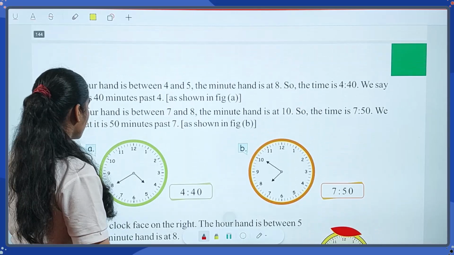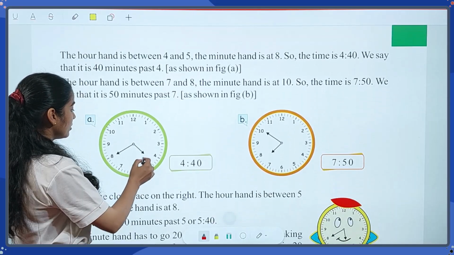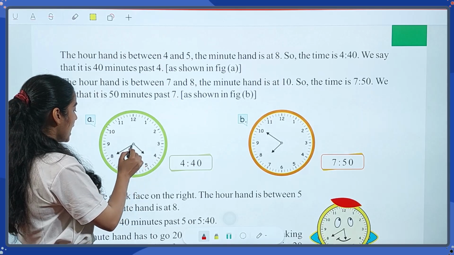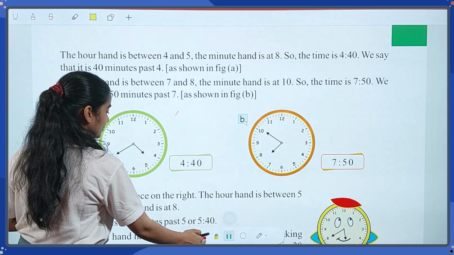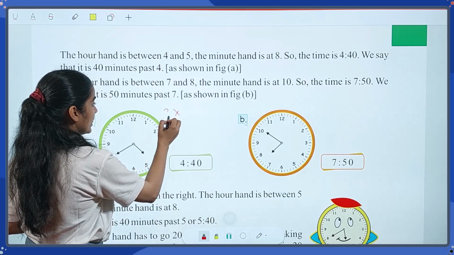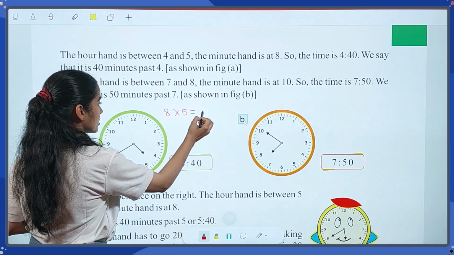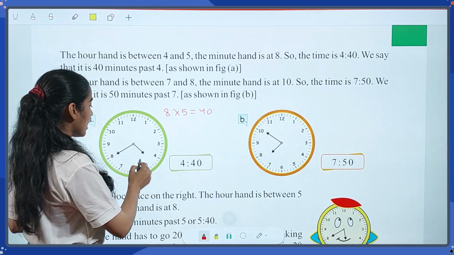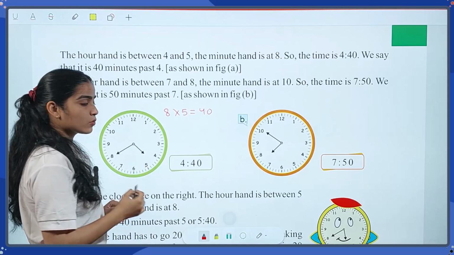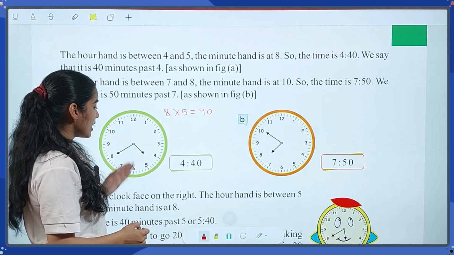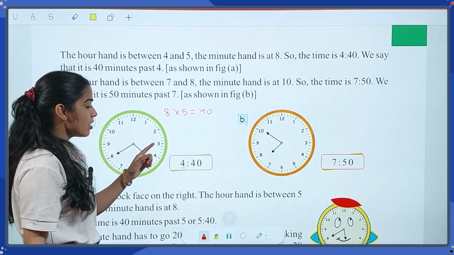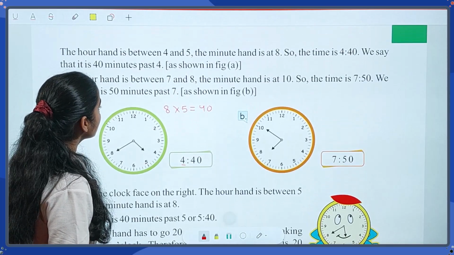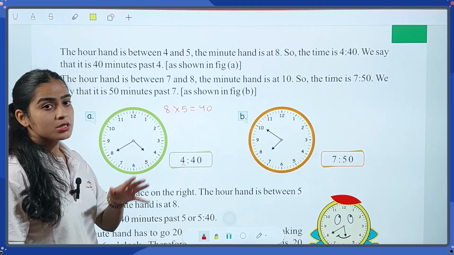In this, now we have our clock with the hour hand between 4 and 5, and the minute hand at 8, which means 8 multiplied by 5, which is equal to 40. And always consider the smaller number when our hour hand is between two numbers. So which one is smaller among 4 and 5? 4 is smaller. It means 4 o'clock 40. So look at the clock face. What is the time right now? It is 40 minutes past 4.